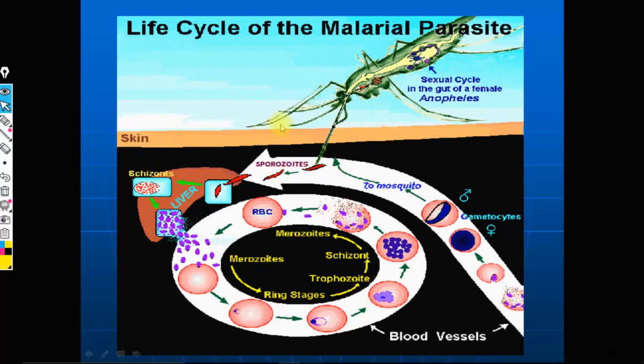You can just see the broken epidermis and blood vessel. Now these sporozoites take approximately 30 minutes to reach the liver. That is the pre-erythrocytic cycle. Once they are in the liver, they will multiply asexually and form schizonts. These are called the tissue schizonts, right?